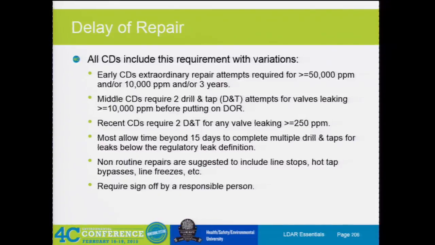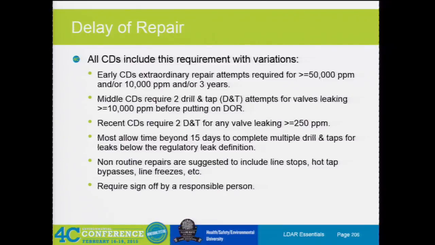Delay of repair. Early consent decrees had extraordinary repair attempts required if it was over 50,000, and if it was over 10,000 and or 3 years. We're talking early 2000s here, so this is your BPs, your Exxons, the original big boys that came into consent decrees. Their DOR stuff is 50,000 and or 10,000 ppm for greater than 3 years would be allowed on delay of repair. Then in the mid-2000s, after they'd got some folks into the consent decrees, they moved into this one.